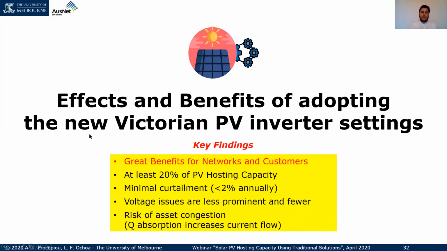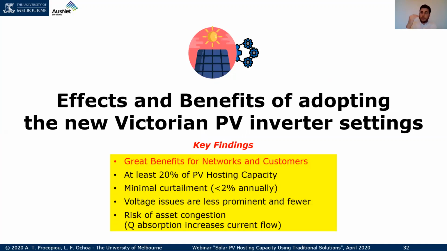So now let's jump into the more interesting stuff, where we'll be able to see the effect of all these solutions that we are talking about. First, we're going to start with the effects and the benefits of adopting the new Victorian PV inverter settings. As Nando mentioned earlier, those settings were found to have significant benefits to both networks and customers, and allow us to accommodate up to 20% of customers with PV systems.